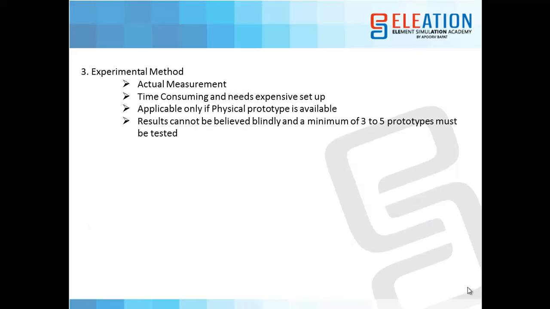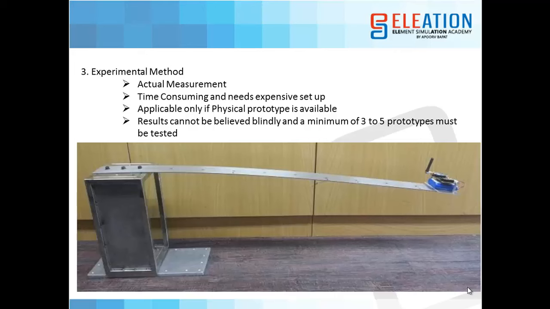Then the third approach is experimental method, where we see the actual testing condition of the problem. Here we will see again the cantilever beam problem which is actually tested. The basic problem for this is we have to solve these problems with the actual prototype. So we have to set up a testing setup, models, everything. This is very time consuming and needs an expensive setup. We need at least 4 to 5 prototypes to finalize the results.